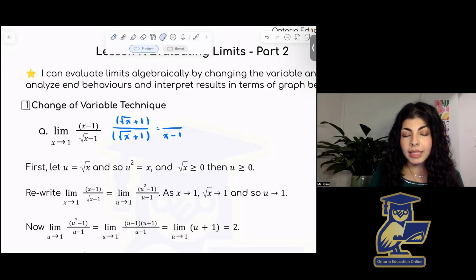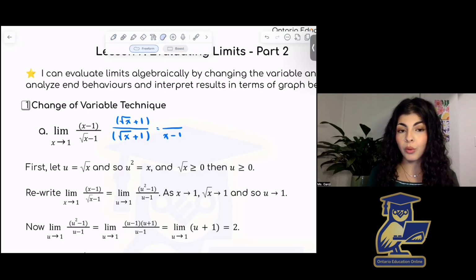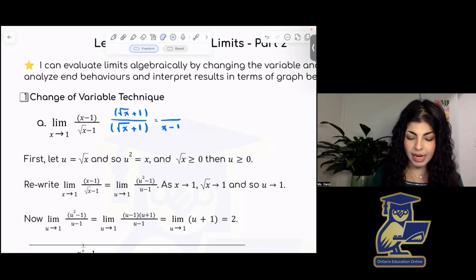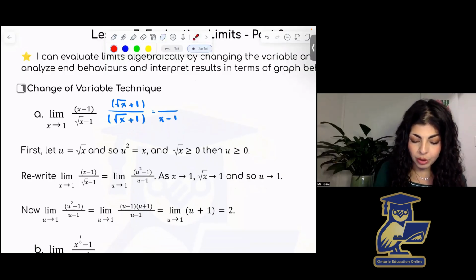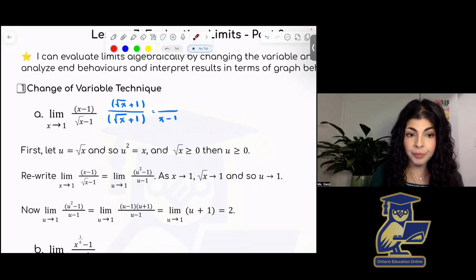So this is now a case where the previous methods we've seen so far are not going to work, so we need to do something else, and that's our change of variable technique. So for the change of variable, we're going to introduce a new variable. Often you're going to see u as the change of variable, and we're going to let that square root equal u. So that's what I'm showing right here.